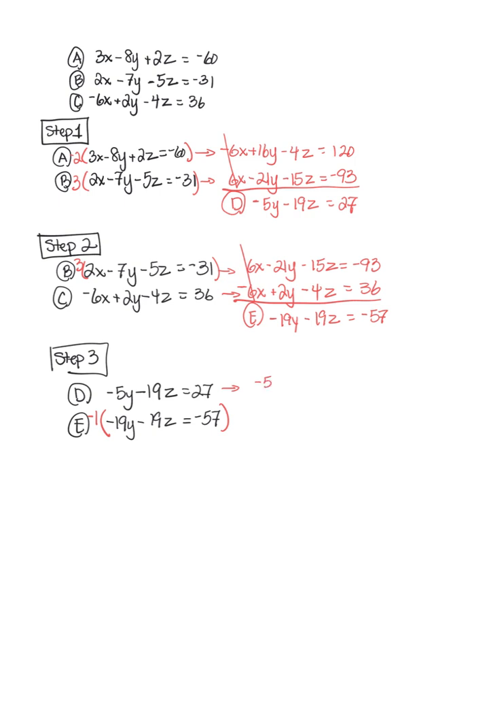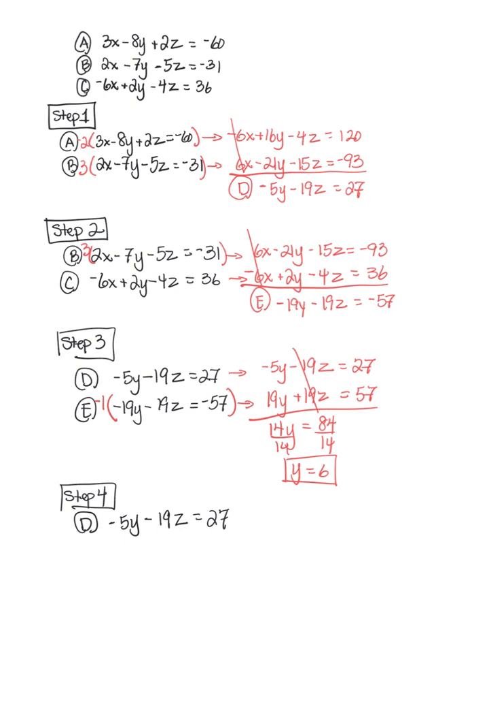So my D equation is going to stay the same, negative 5y minus 19z equals 27. And then here, I'm going to have a positive 19y, a positive 19z, and then a positive 57. And then you can see that your z's are going to cancel out. So then I'm going to add these, and that's 14y. I add those two numbers at the end there, and I get 84. Then when I divide both sides by 14, I get y equals 6. And there's my first variable.